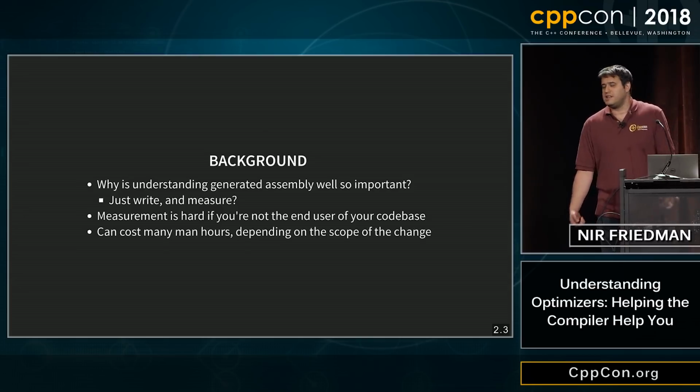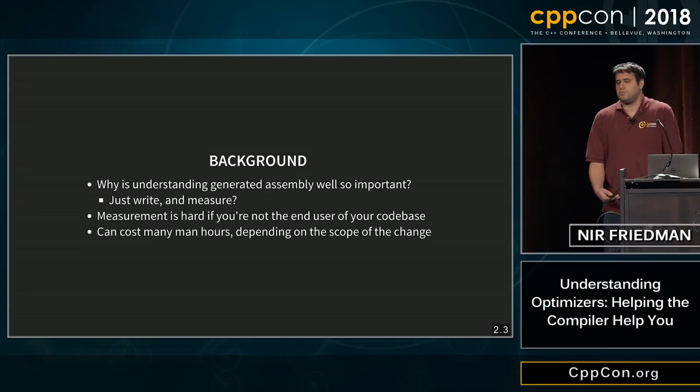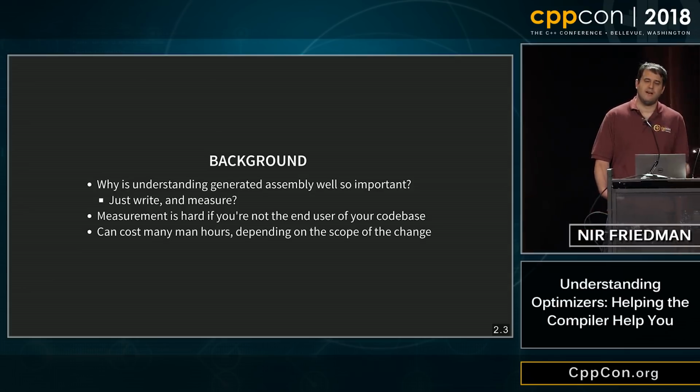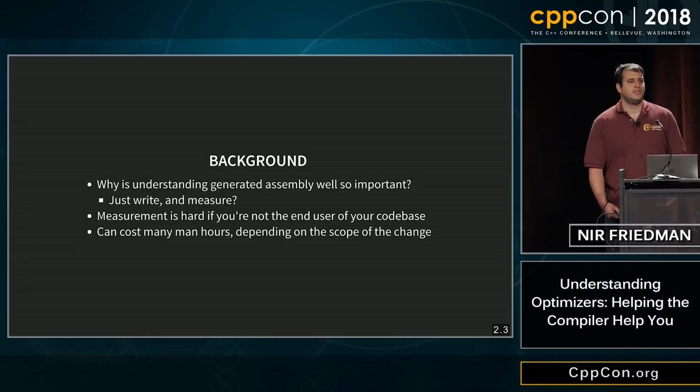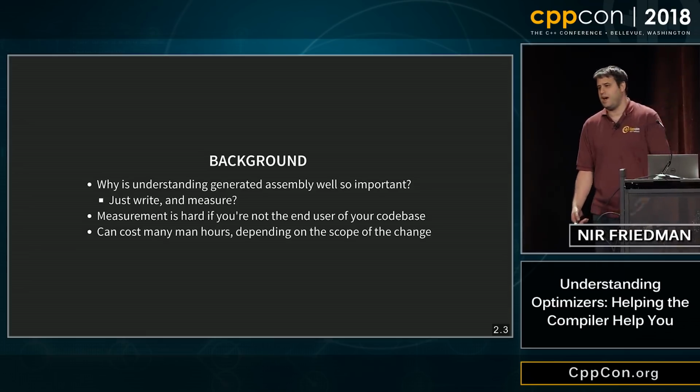Measurement can be hard. If you're not the end user, you don't have a benchmark per se, right? You have your benchmark. It might be different from the user's benchmark. So it's not always good enough to say, well, this code path doesn't matter in my benchmarks. Maybe in your user's benchmark, it will matter.